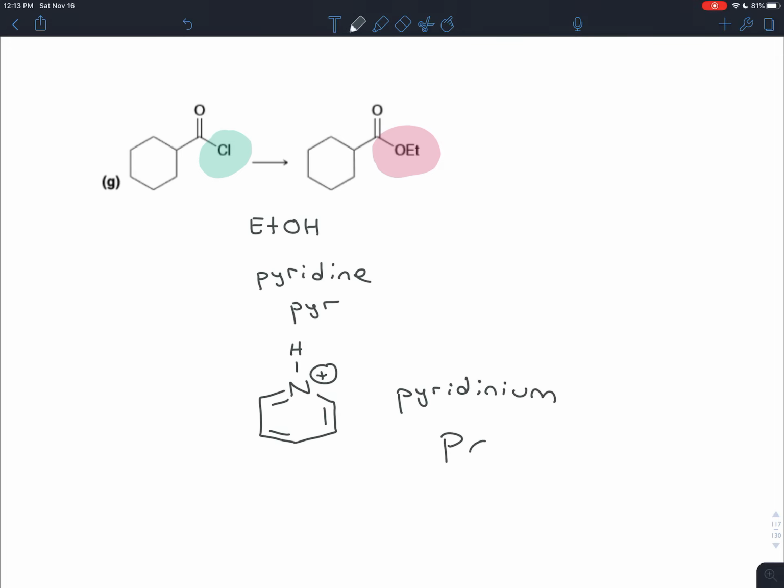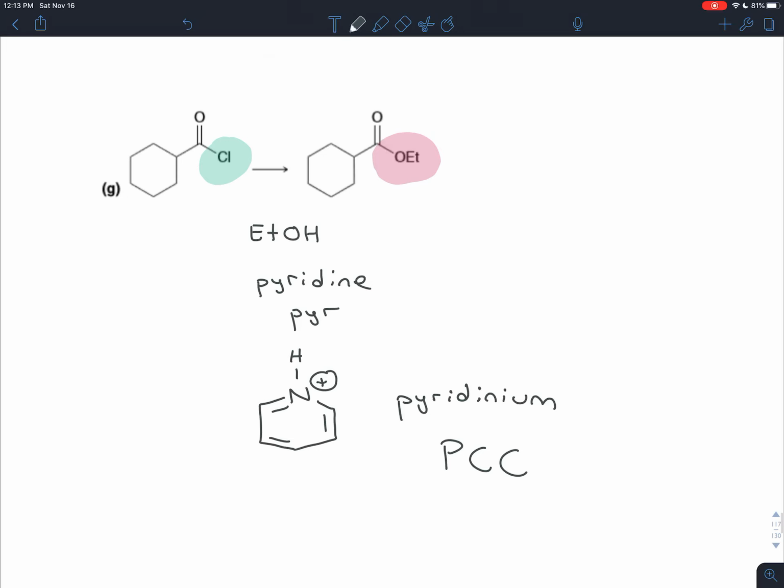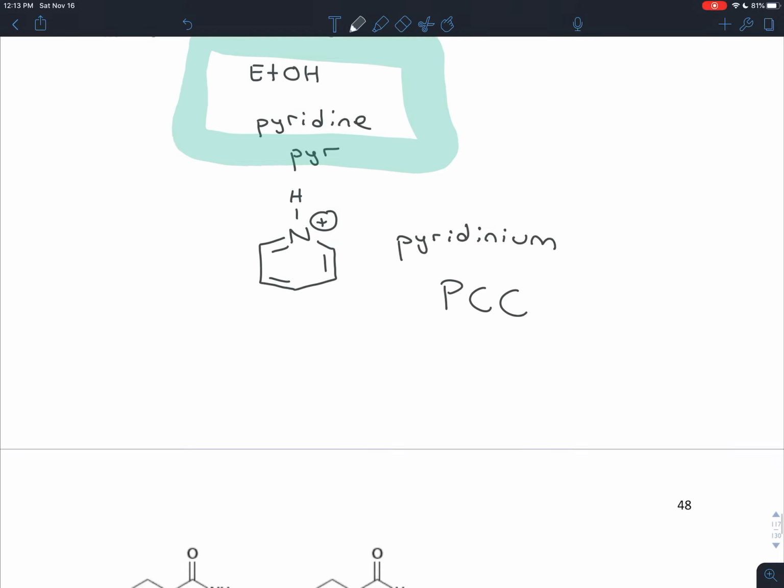And pyridinium is the P in PCC, which stands for pyridinium chlorochromate. It's the positive charge on pyridinium that stabilizes the chlorochromate and makes it a weaker oxidizing agent. So that's all you'd have to add here: ethanol and pyridine. And you can make this transformation happen from an acid chloride to an ester.